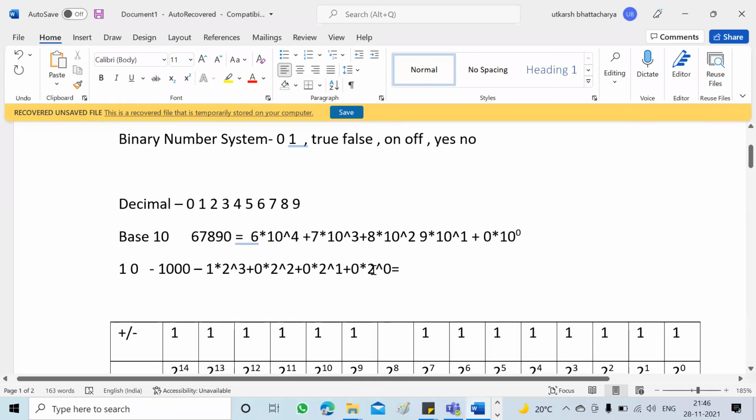0 into 2 to the power 0 is going to be 0. 0 into 2 to the power 1 is going to be 0. 0 into 2 to the power 2 is also going to be 0. 1 into 2 to the power 3. How much is 2 to the power 3? It's 8. 8 into 1 is 8. So the answer is going to be 8.